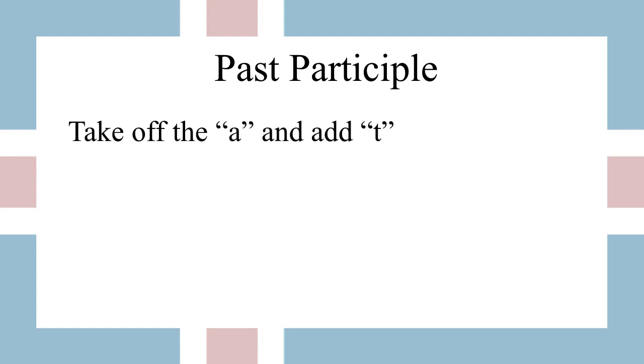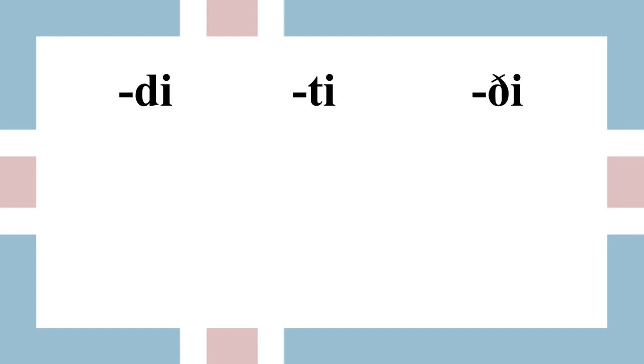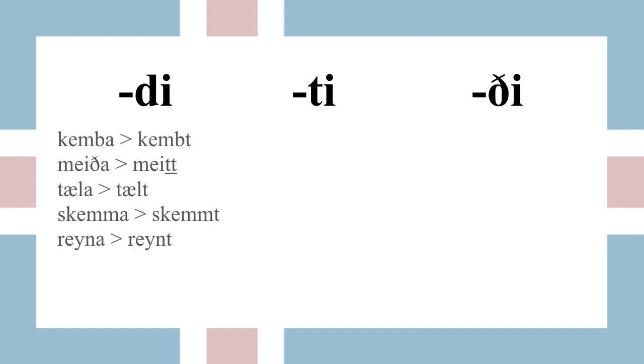Let's move on to the past participle. The general rule is take off the a and add t. So let's look at some of those examples that we've been looking at and see what the past participles are. Kempa becomes kemt, meiða becomes meitt, and notice there that our eth turns into a second t. Tæla becomes tælt, skemma becomes skemmt, and reyna becomes reynt.